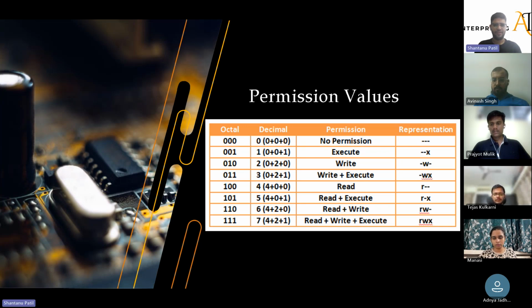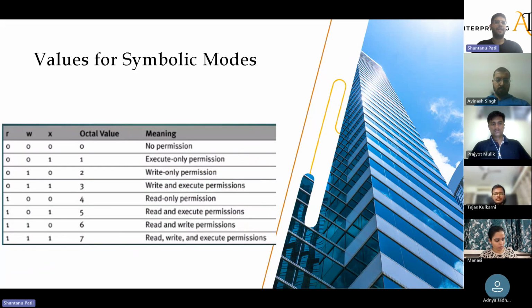If you guys have any questions with respect to any slide, please ask at that same time. Then we have the permission values in symbolic mode, or symbolic method. Everyone knows that it is represented by read, write, execute, that is RWX. So no need to think upon that or work on that. It is bare basic: read, write, execute, RWX.